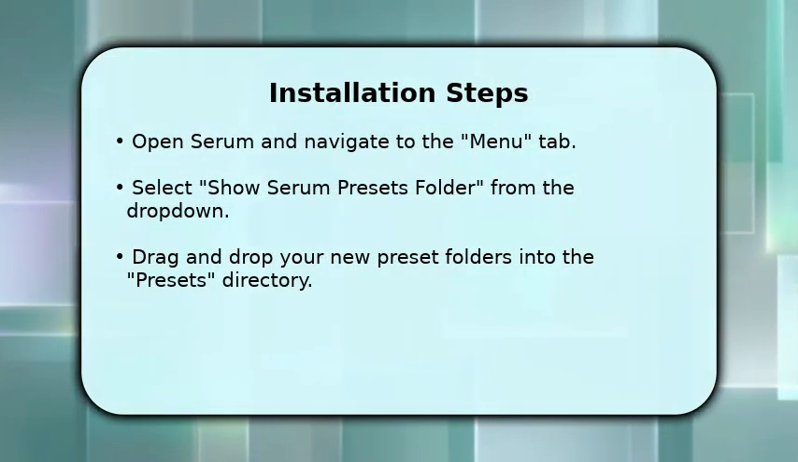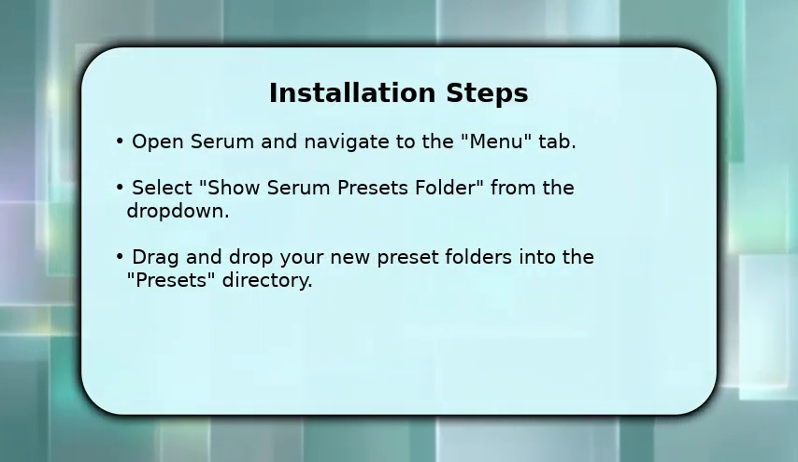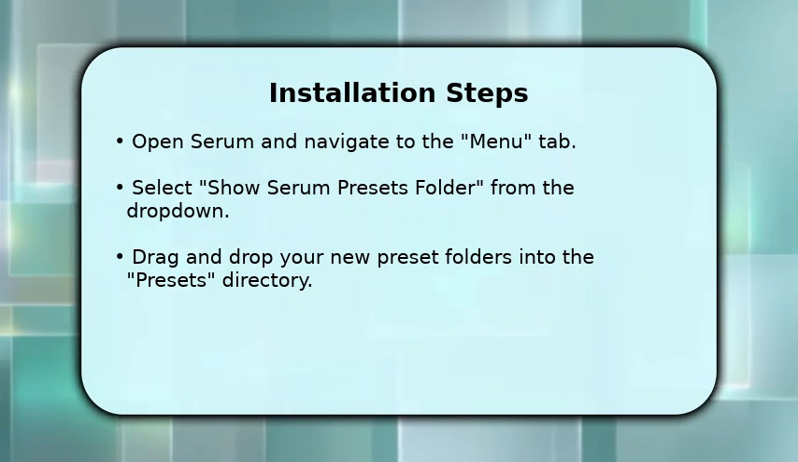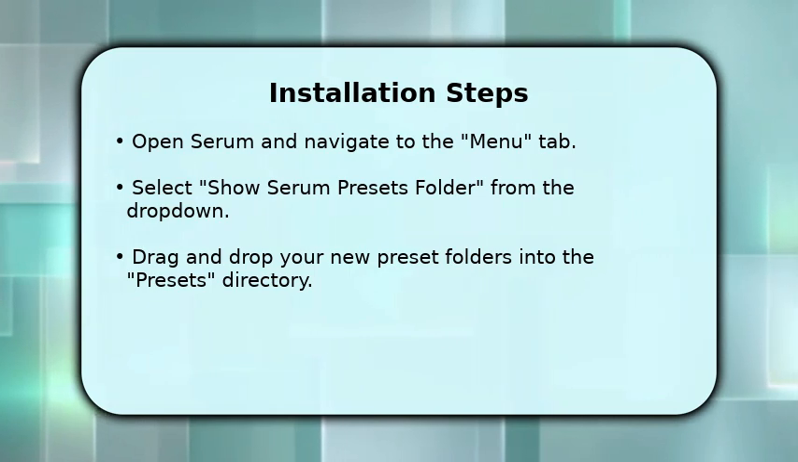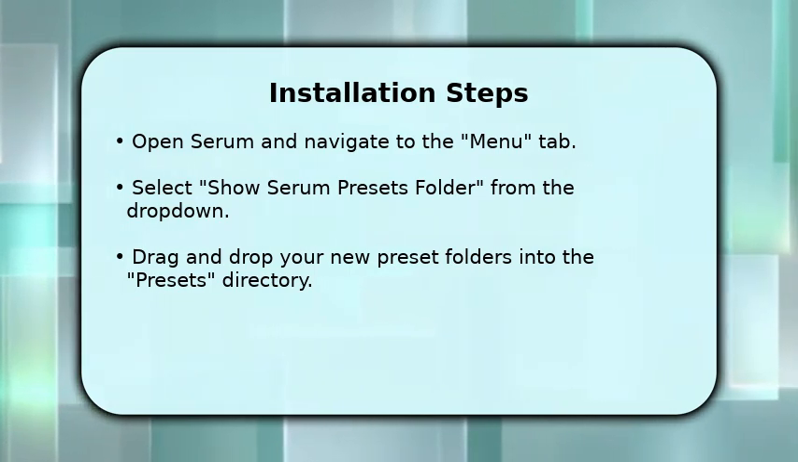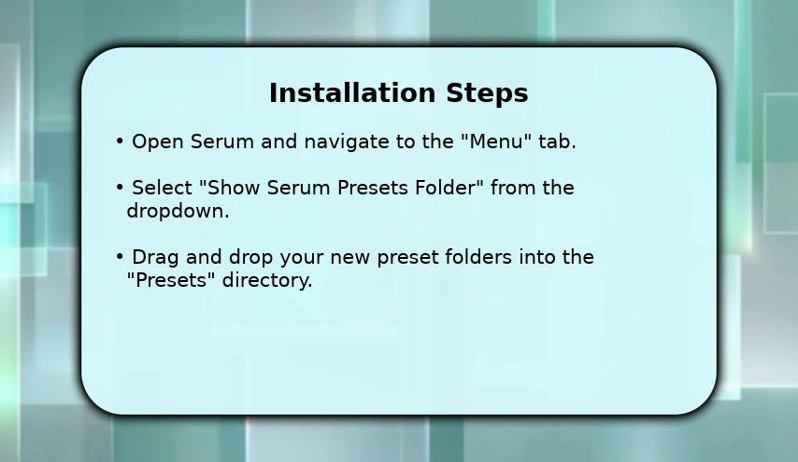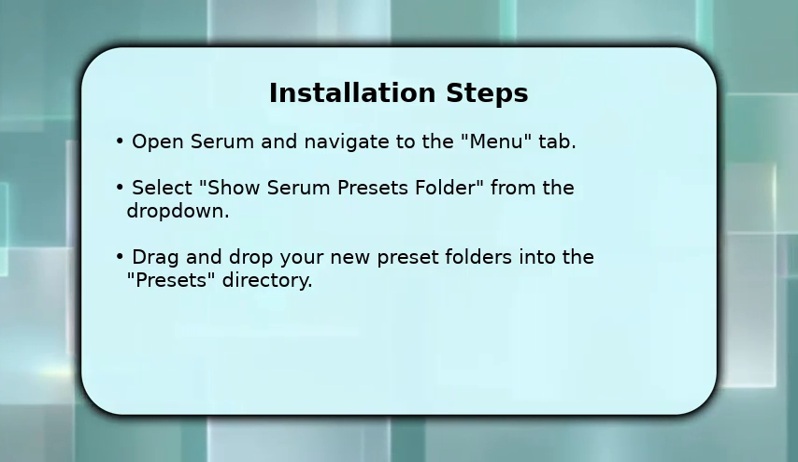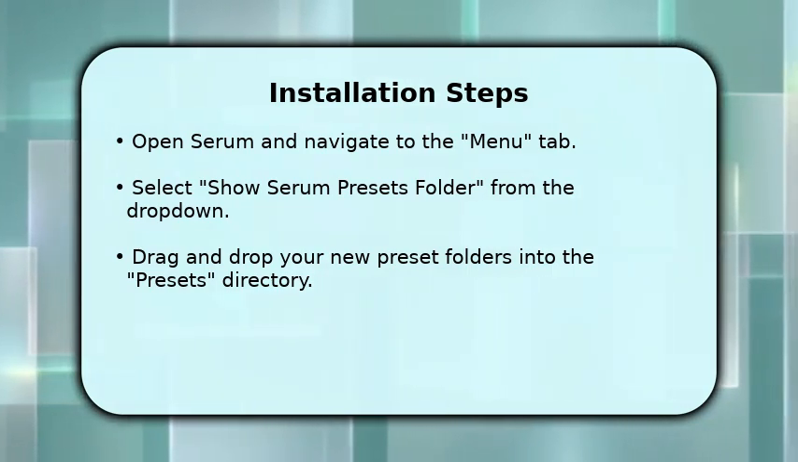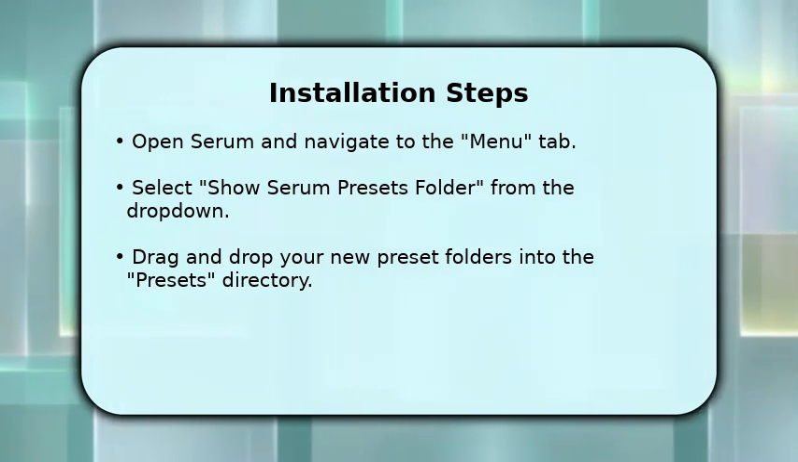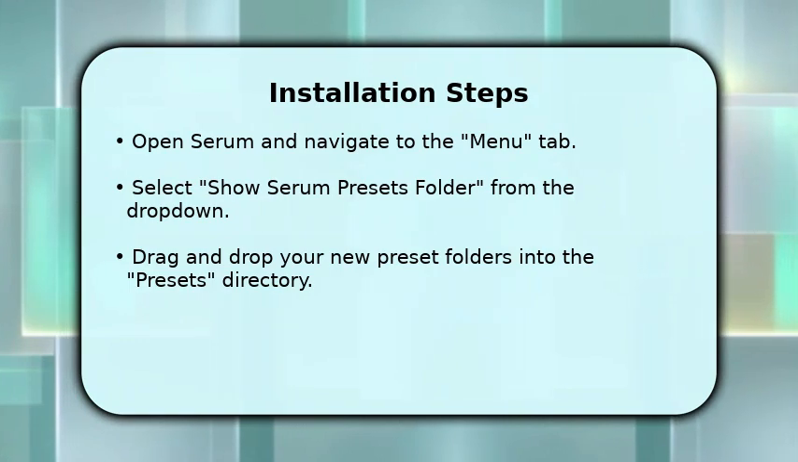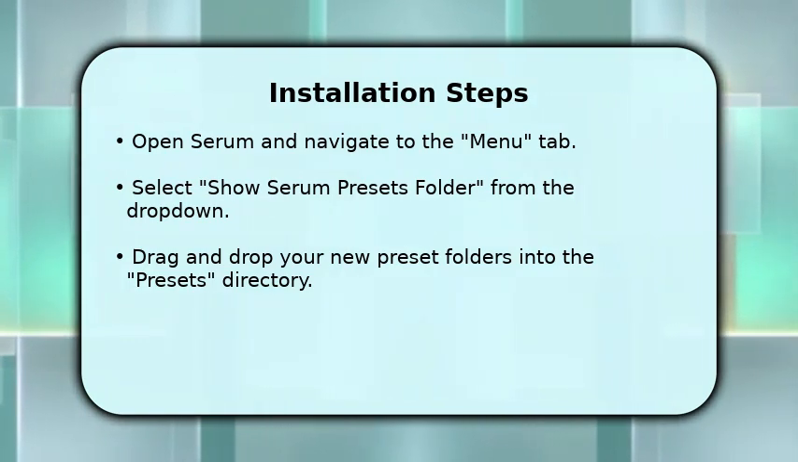Once you've located Serum's preset folder, the next step is simple. Open Serum in your DAW and click on the Menu tab at the top. From the drop-down options, select Show Serum Presets folder. This action will open the correct directory on your computer. Now, simply drag and drop your unzipped preset folders directly into this Presets directory. It's crucial to maintain the folder structure of your downloaded presets for proper organization.